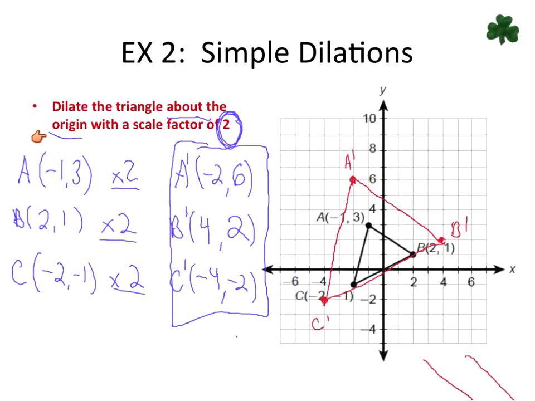Let's try one more time. You might want to make a note of that, maybe on the lines to the right. You can only use this method if it says what? About the origin. That's the only time you can do what we just did.